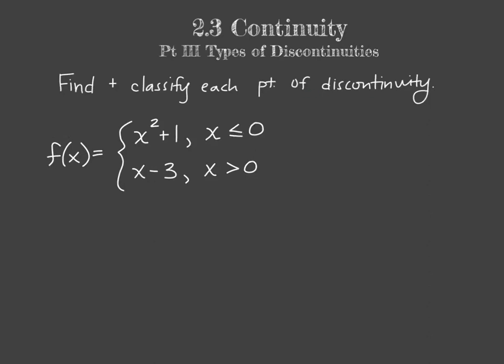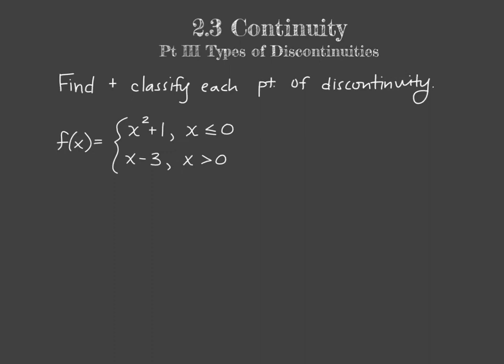So let's do our checklist for continuity for x equals 0. So at x equals 0, are we continuous? All right, let's see. First, we want to see what is f of 0. The function value at 0 would be 0 squared plus 1, so it's 1.